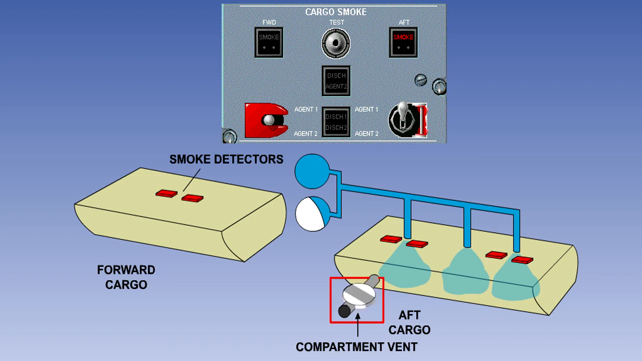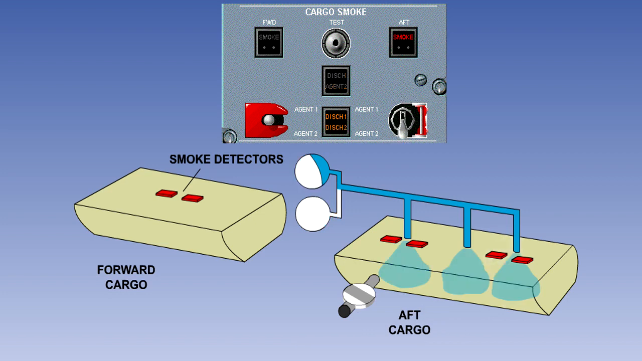Operating this switch will also close off all ventilation into the compartment. When the bottle discharges, the discharge light will illuminate. If, after a preset period of time, the fire has not gone out, the discharge agent 2 light will illuminate. This is the cue for the pilot to once again raise the guard and discharge the second fire bottle into the compartment.